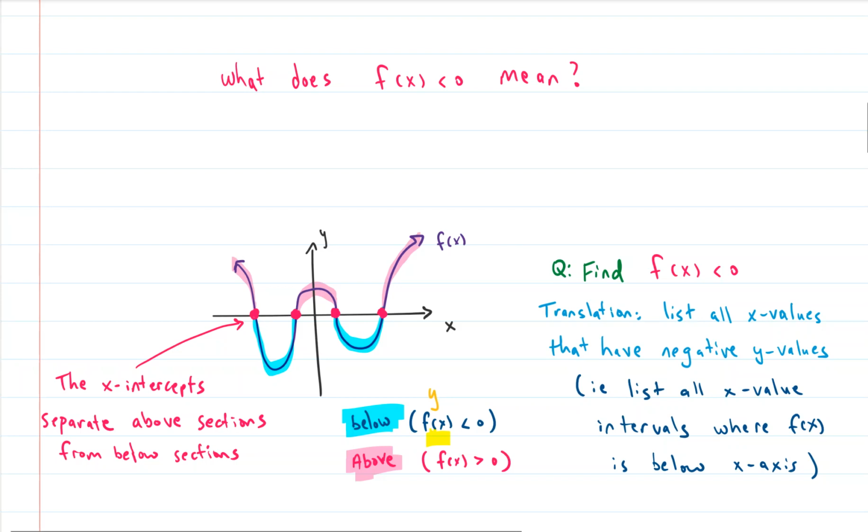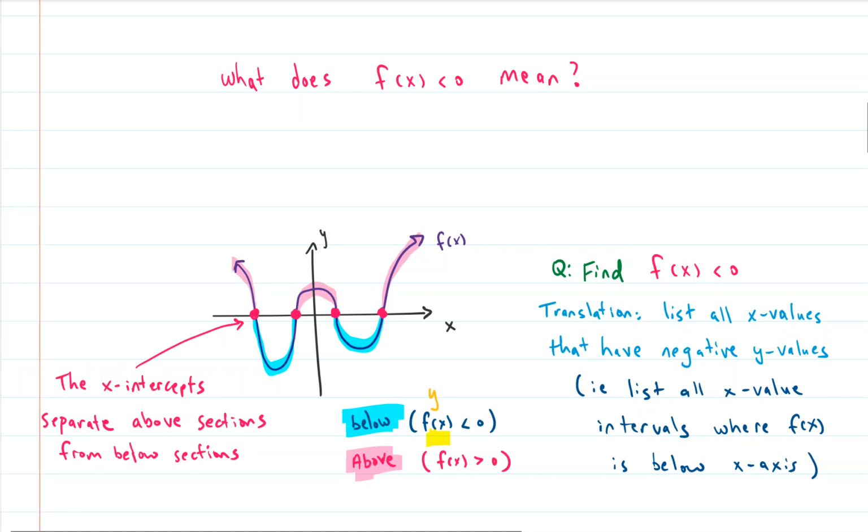So the area below the x-axis is down here in blue. Below the x-axis is colored in blue. Above the x-axis, colored in pink. And the y values above the x-axis are positive. The y values below the x-axis are negative. So notice that the x-intercepts on the curve of the graph we're looking at, they separate the pink sections from the blue sections. In other words, they separate the sections that are above the x-axis from the sections that are below the x-axis.